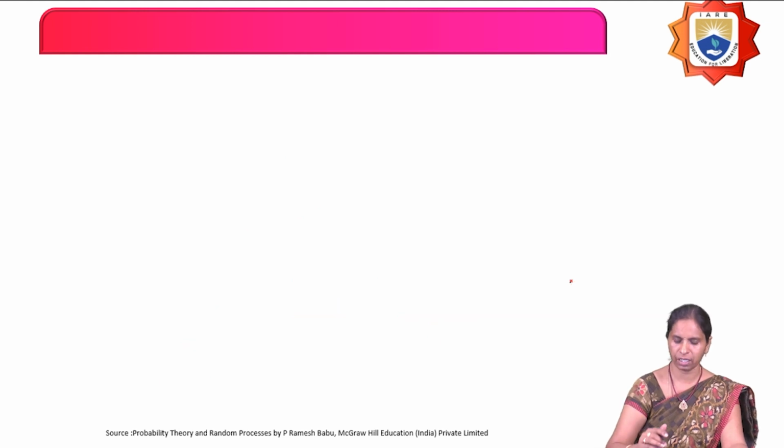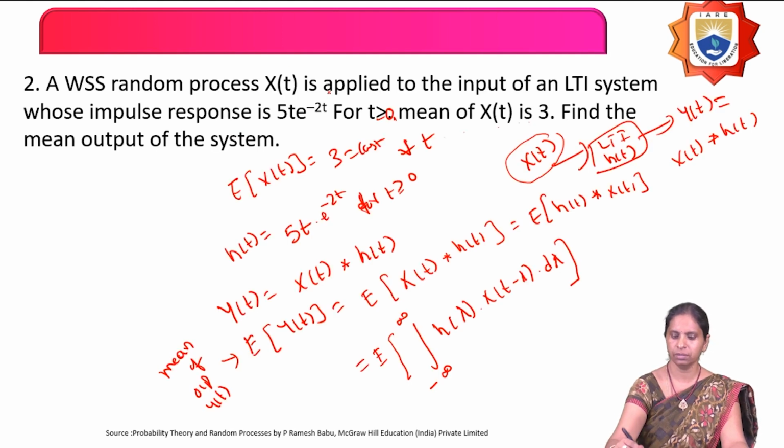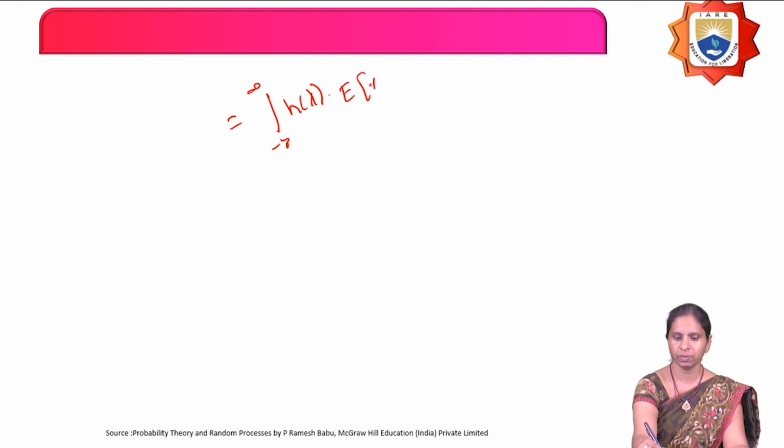And then you can write this as the integral from minus infinity to infinity of h(lambda) into, because here the expectation will be calculated only with respect to the random process. In this, the impulse response is constant, and the random process is x(t minus lambda). Therefore, you can write this as the expectation of x(t minus lambda) d lambda.